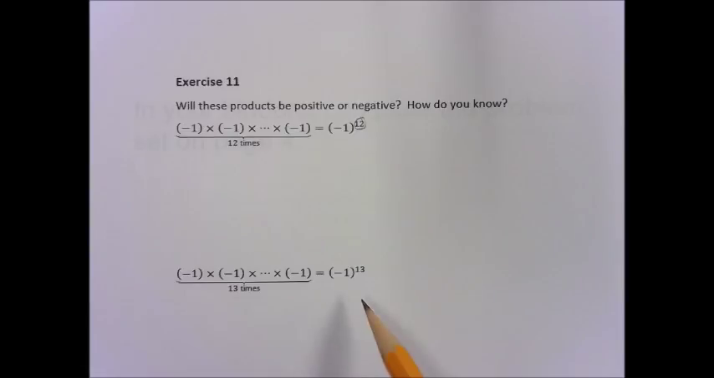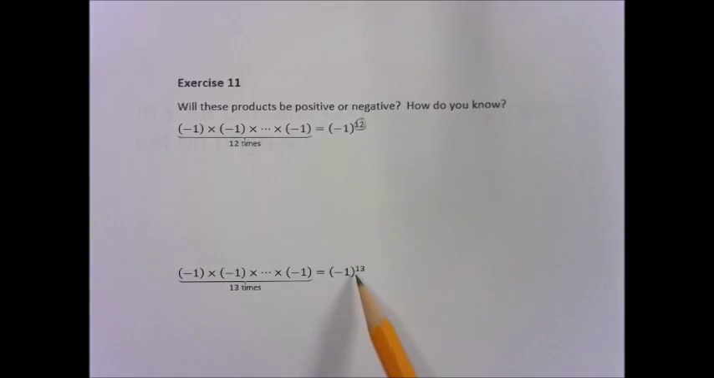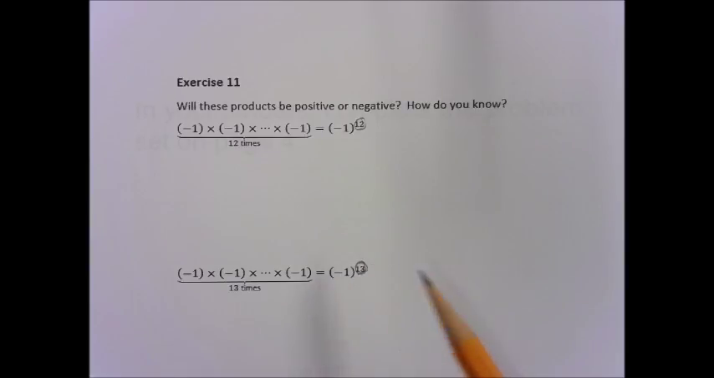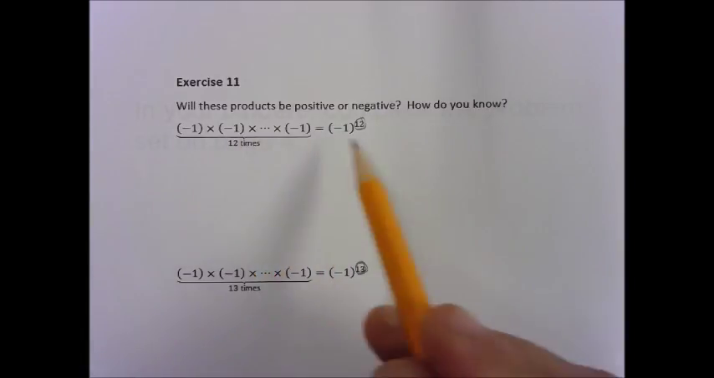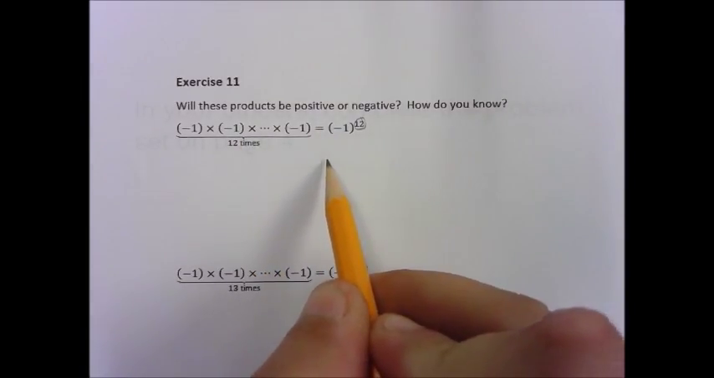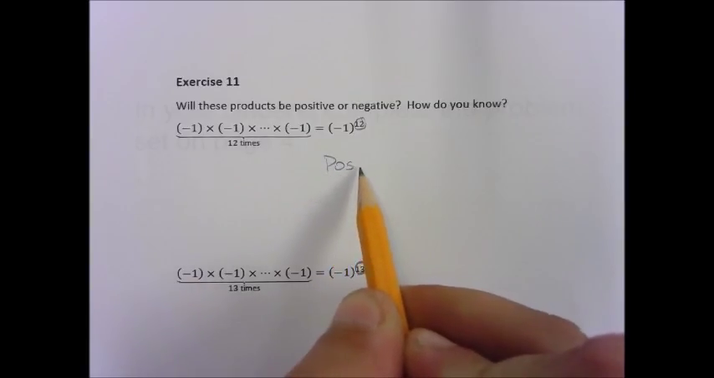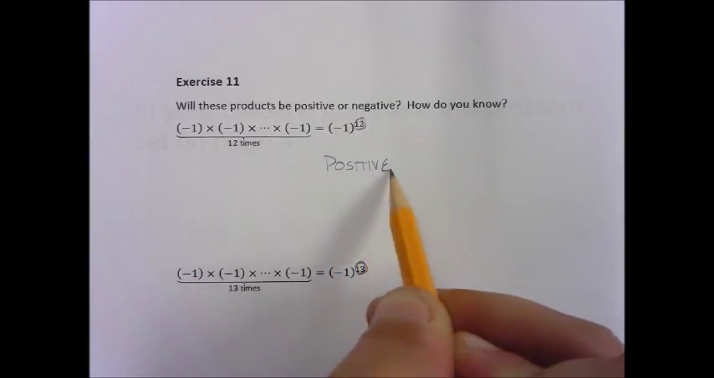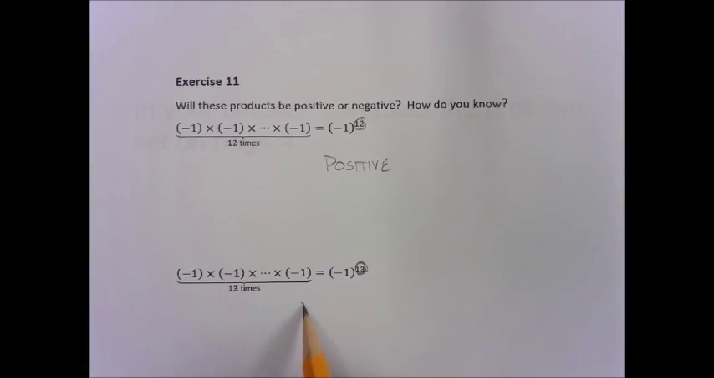Now if we look down here, -1 to the 13th power, 13 is an odd number. So in that case, once we multiply it out using exponential notation, then the product will actually come out to be a negative number. So in this first example right here, this will be positive, and in this second example it will be negative.